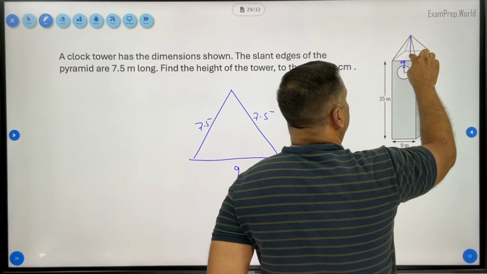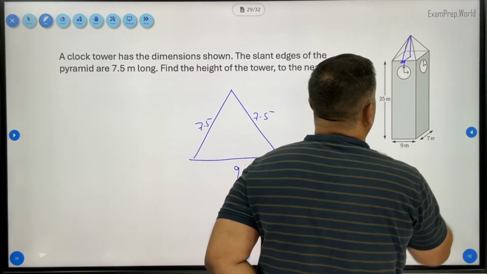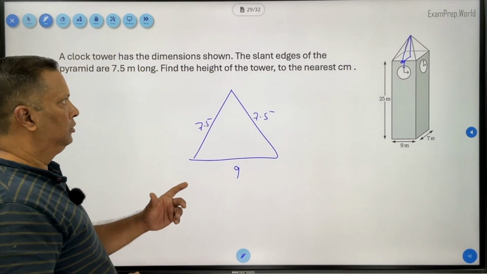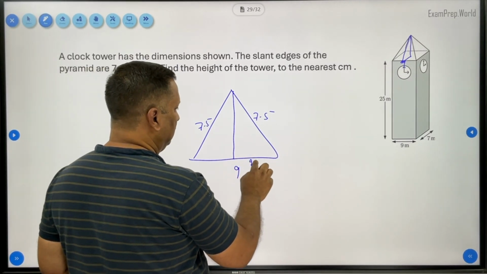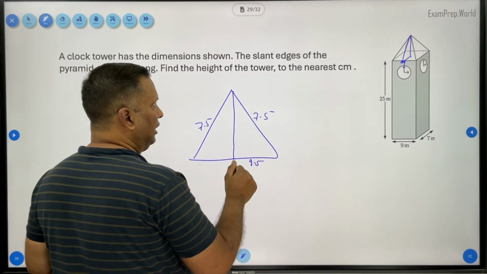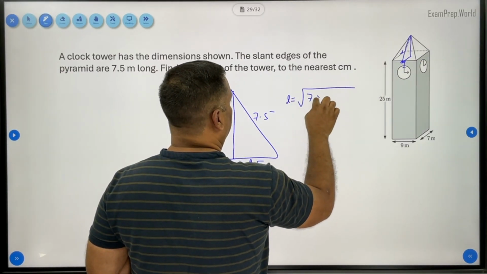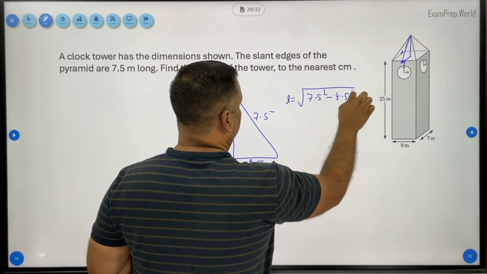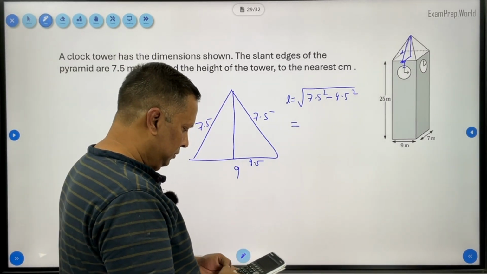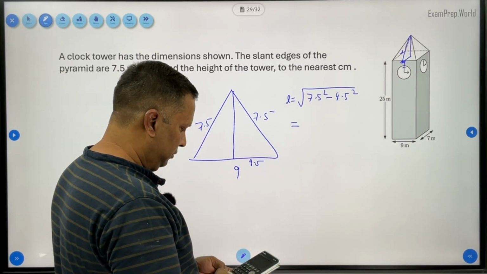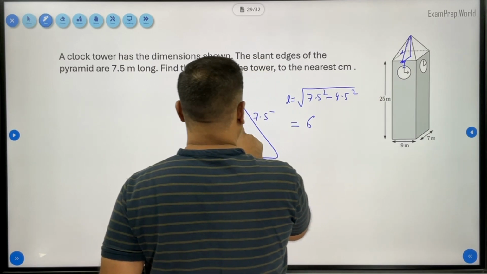We have to find this height, this one. So we need this line. Okay. So look at the pyramid. We want the slant height. Slant height can be calculated very easily, 4.5. So slant height, this L is equal to root of 7.5 square minus 4.5 square. So we will get the value of L. Let's calculate. Six. The slant height is 6.